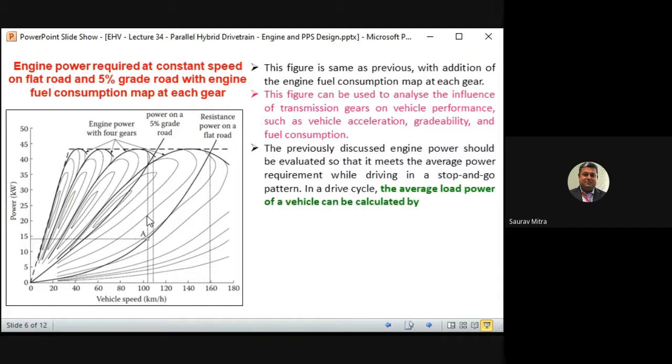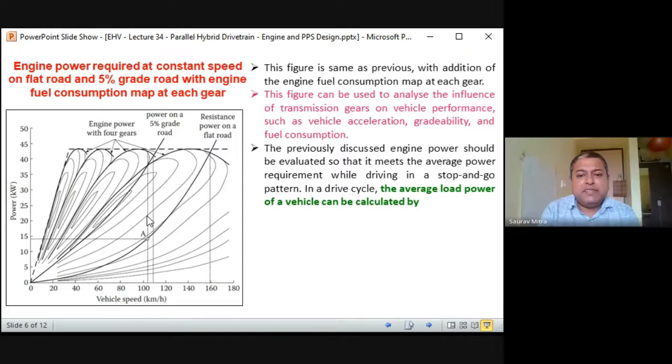Now the previously discussed engine power should be evaluated so that it meets the average power requirement while driving in a stop and go pattern. In a drive cycle, the average load power of a vehicle can be calculated. Previously, whatever formula was given, that was the engine power. Now here, average load power is found out. It is a function of the energy we are calculating, integrated over time and divided by time, which gives power.